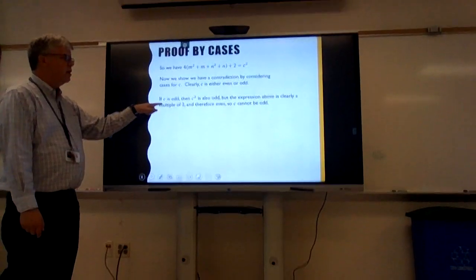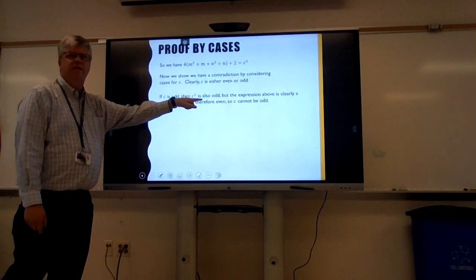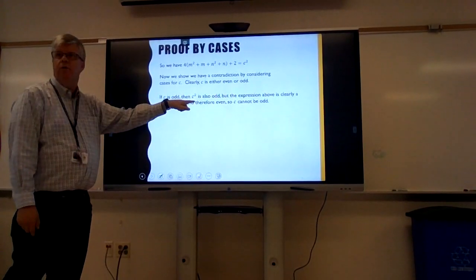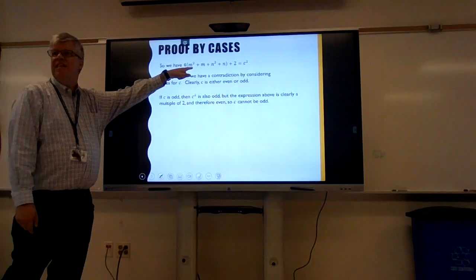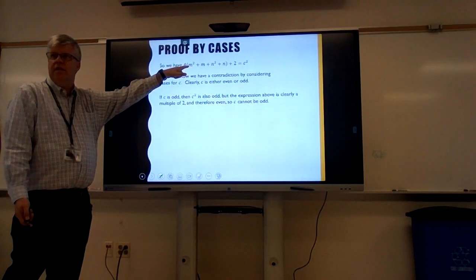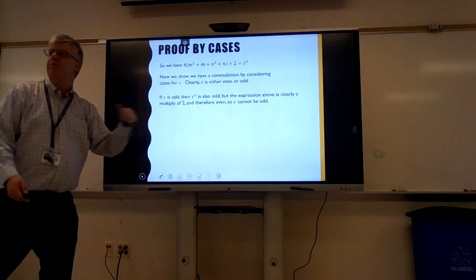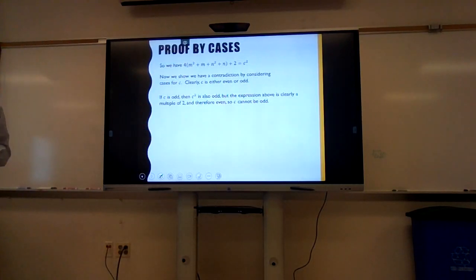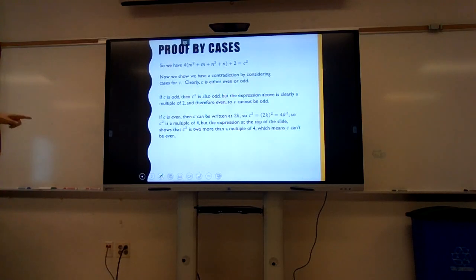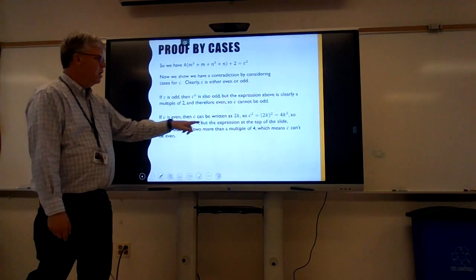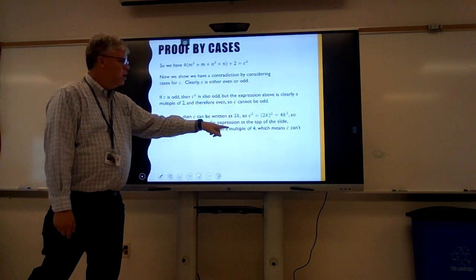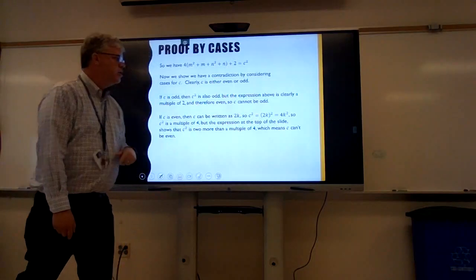If I tried this argument, if c is even, then c squared would be even. But this is even. So that on its own doesn't lead to a contradiction. That's why the argument's going to be a little different in the even case than it was in the odd case. Okay? In the even case, c is even, c would be 2k. So c squared would be 2k all squared.